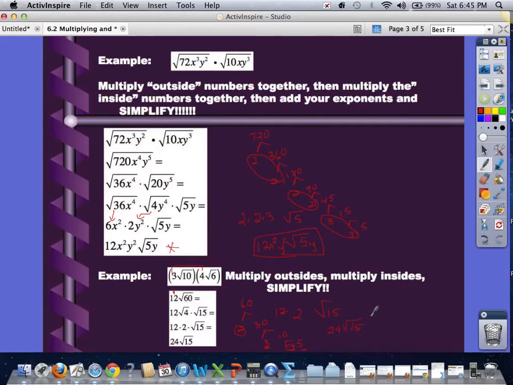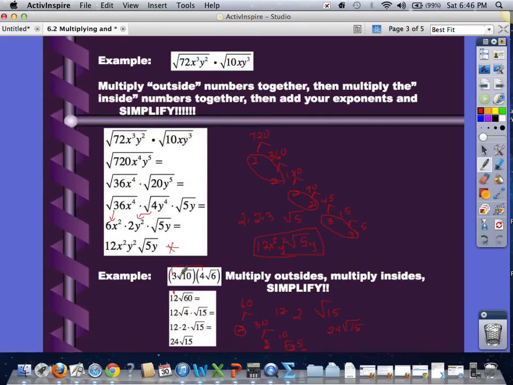Now you can check your answers. When you're finished, the only thing you can't really check this way is the variables, and you can just count those. But if you take 24 and 24 times 15, you should get your answer when you multiply all this together. Okay, you can check your answers up here. 12 times 12 times 5 should give you 720. So you can go back and check your answers, and with your calculator.